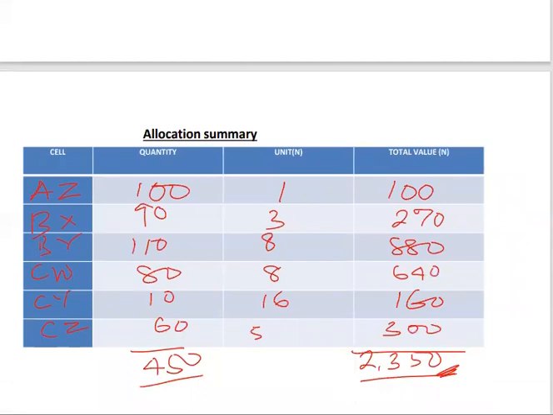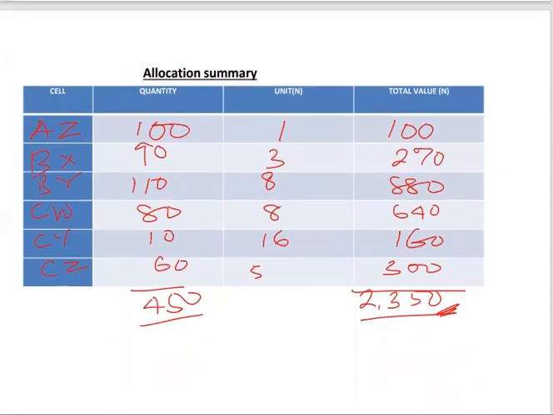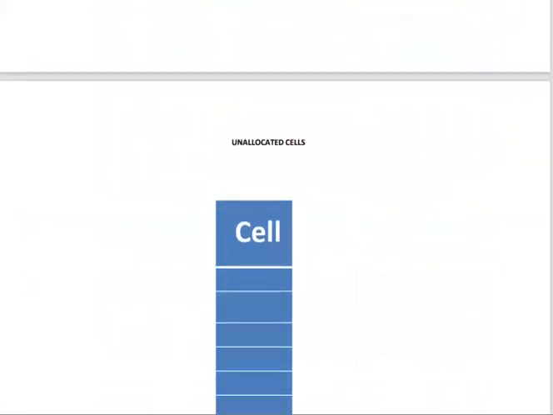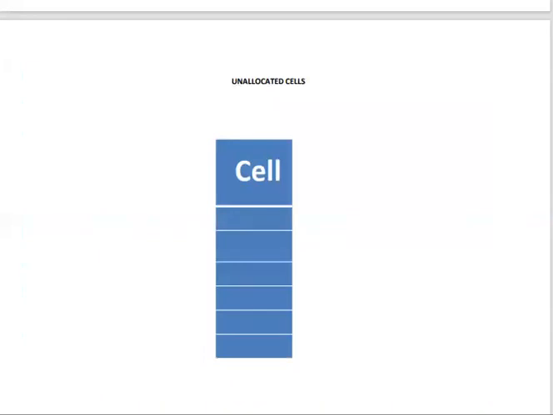Making use of unused cells. Now, can you please call the unused cells out for me? Those cells that we did not use in our initial allocation.